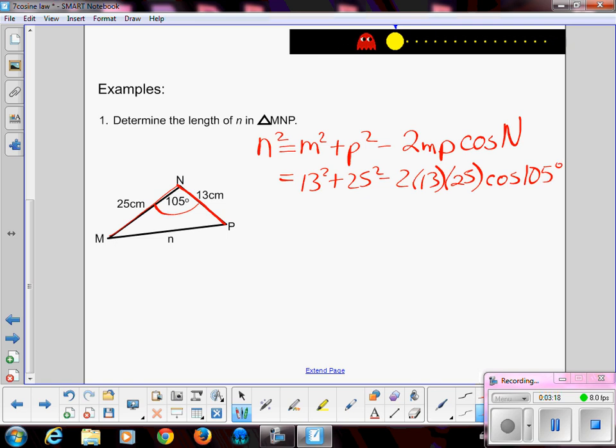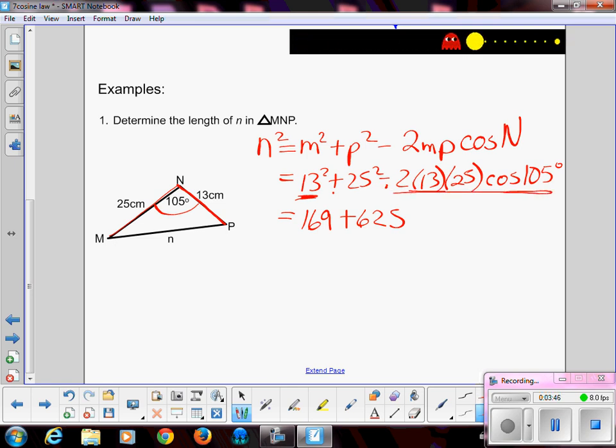Now this is the place where students are going to goof up with the cosine law. It's here because they don't follow order of operations correctly. So what we're going to do is calculate everything that is separated by either adding or subtracting. So we're going to calculate 13 squared, which is 169. We're going to calculate 25 squared, which is 625. And then here we're going to calculate this whole thing here.